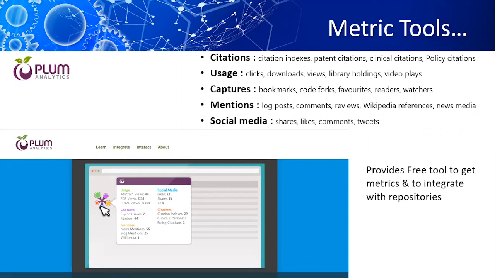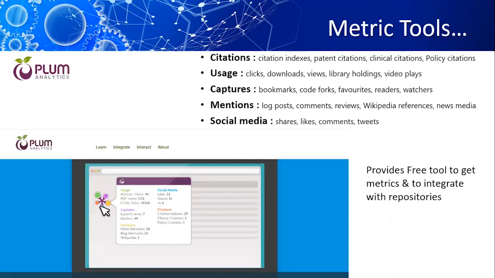This provides the metrics in different categories with different indicators. The first category is citations. In that you can find citation indexes, patent citations, clinical citations, policy citations. So different types of citations you can find using Plum Analytics. And you can find usage: the number of clicks, downloads, views, library holdings, video plays. Also you can find captures: bookmarks, code forks, favorites, readers, and watchers who have watched your publication, your site, or a profile. Mentions also: blog posts, comments, reviews, Wikipedia references, news media, and social media mentions like shares, likes, comments, and tweets.